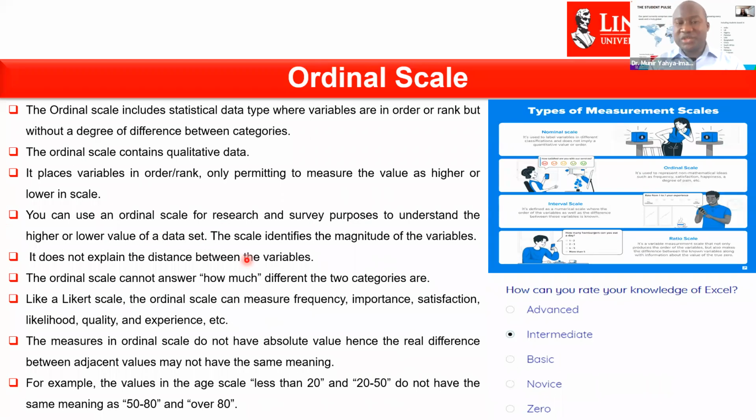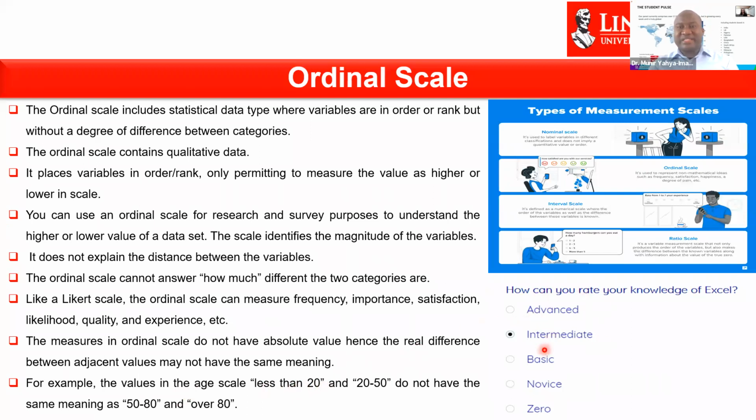So the measures in ordinal scale do not have absolute value, as the real difference between adjacent values may not have the same meaning. So for example, the values in the age scale less than 20 and 20 to 50 do not have the same meaning as 50 to 80 and over 80. Okay, these are two different things.